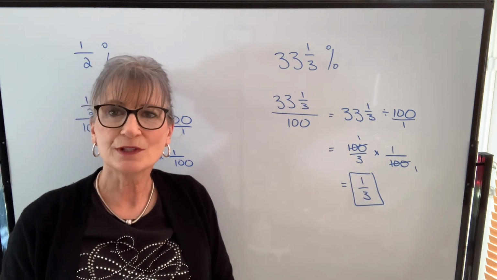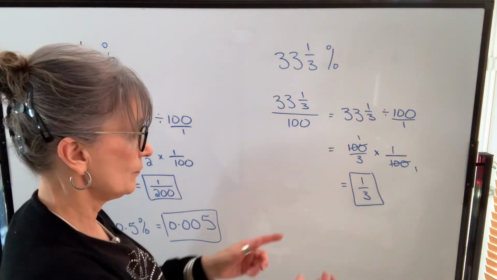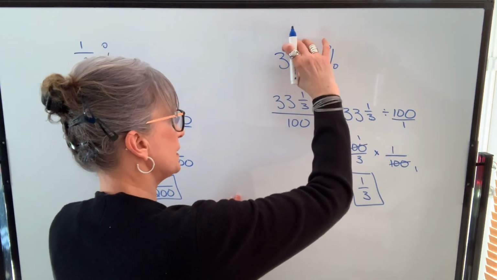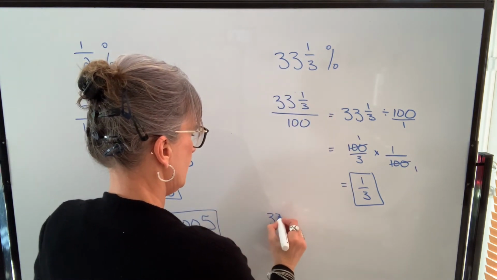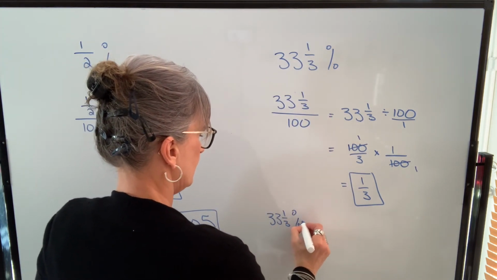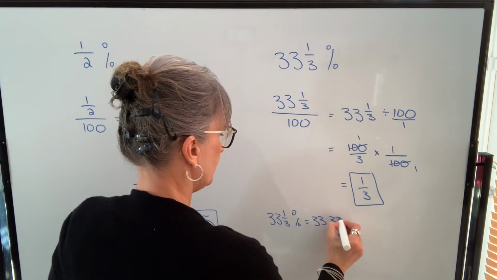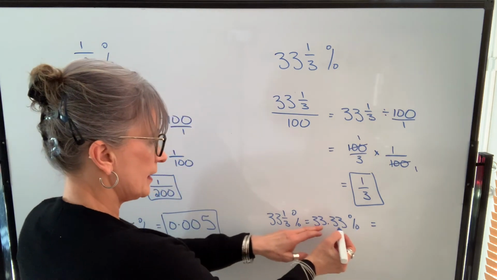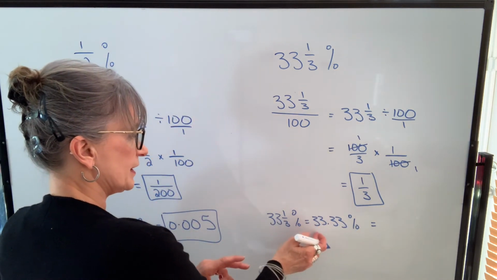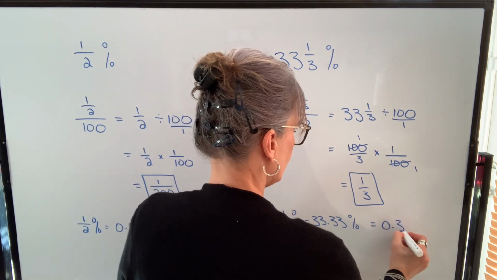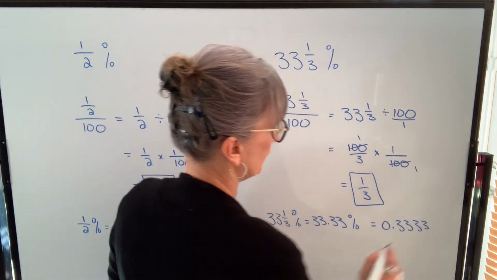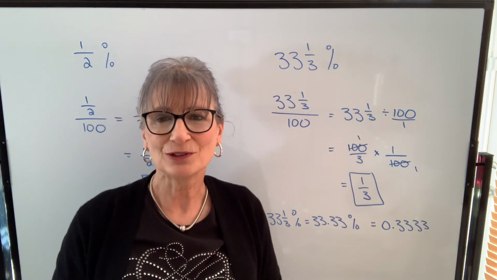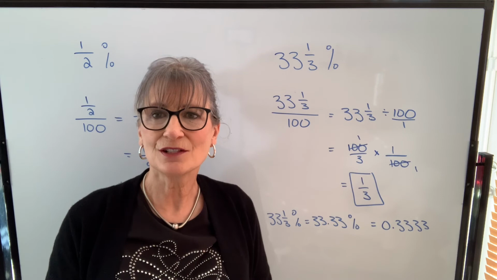In order to change to a decimal, we can do one of two things. We can either take this and change it to a decimal, or we can change this to a decimal. So 33 1/3% will equal 33.33 and continuing percent. And then to get rid of the percent, I divide by 100, so I move my decimal point 2 places to the left. So that will equal 0.3333, and so on. And you could round that off to whatever decimal place you need to round it off to.